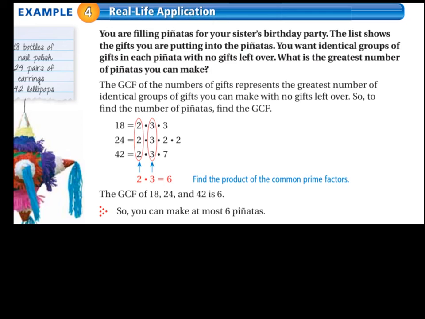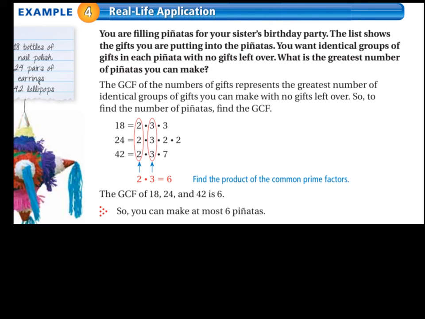And then it says you're going to use the greatest common factor to figure out how many gifts to put in each. So you're going to use the numbers 18, 24, and 42 because that's what they gave over here in the problem. I know it's kind of cut off right now, but it's 18, 24, and 42. So it's 18 bottles of nail polish, 42 pairs of earrings, 24 pairs of earrings, and 42 lollipops.